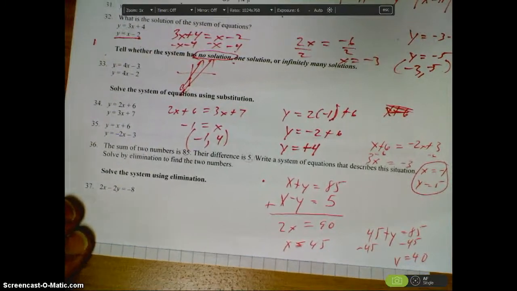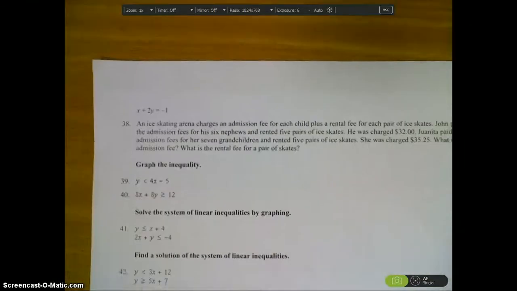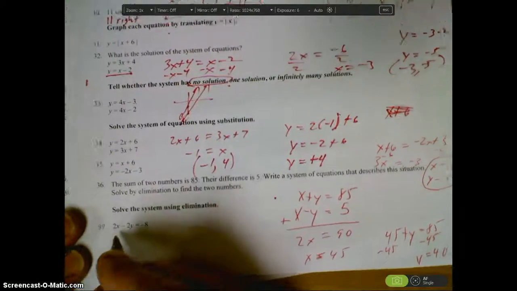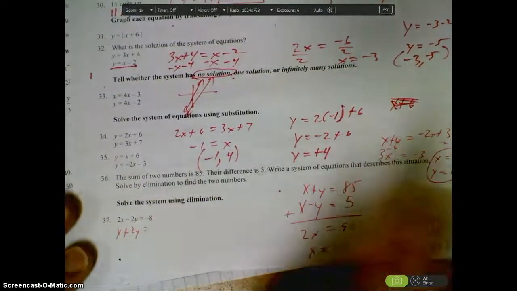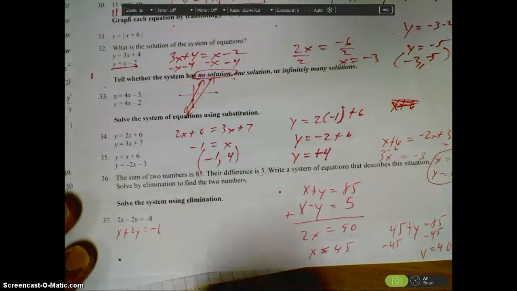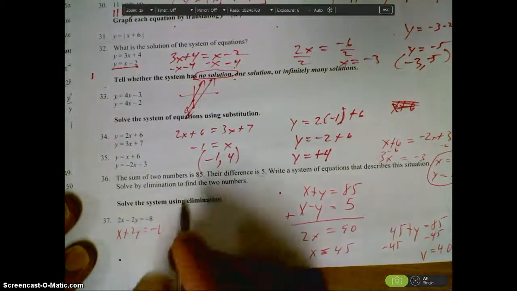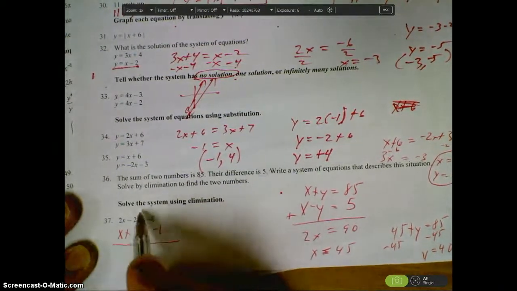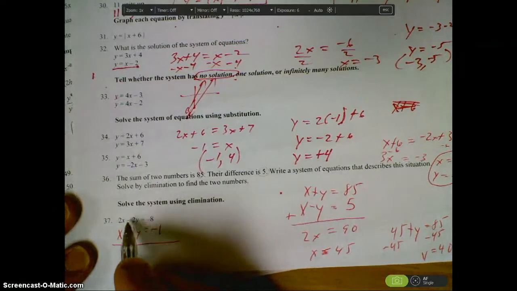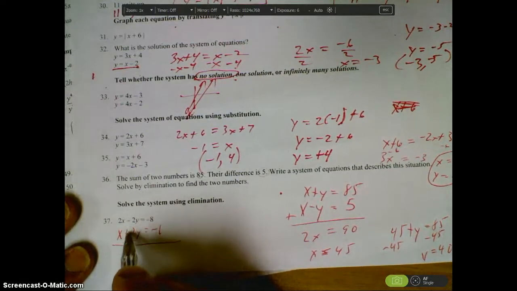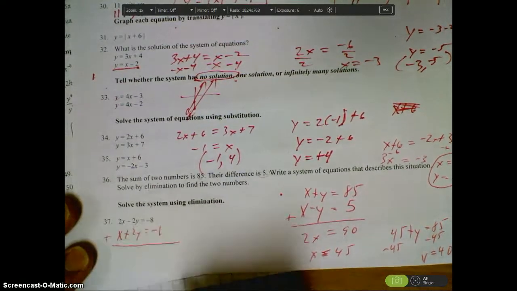It says solve the system using elimination for 37. The rest of 37 is at the very top here. x plus 2y equals -1. I'm going to write that under here. x plus 2y equals -1. All right, let's see here. To me, it looks like my y's have the same coefficient. So we know that when they're the same sign, they subtract, but these are different signs. So I'm going to add these two together.